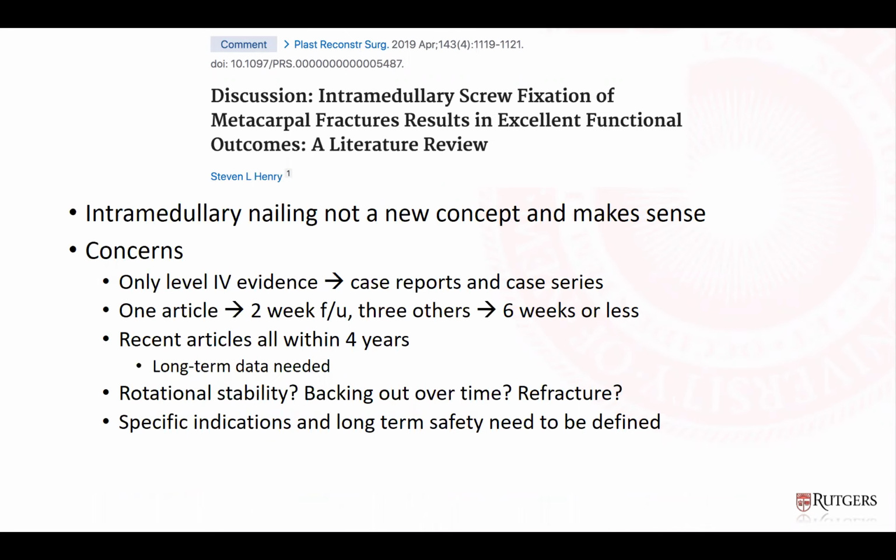The first acknowledges that intramedullary nailing is not a new concept and that utilizing headless compression screws is a logical choice and makes sense for some metacarpal shaft fractures. However, the evidence is limited, especially in that meta-analysis, to case reports and case series. In one of the articles, there was only 2-week follow-up, and in three others, there was 6 weeks or less. So there's a question, additionally, of how much rotational stability these offer.